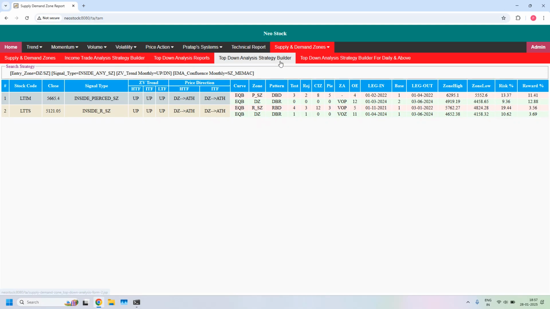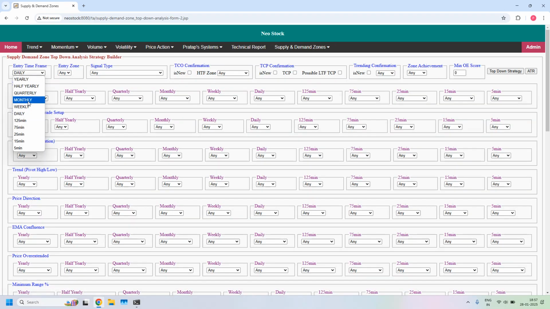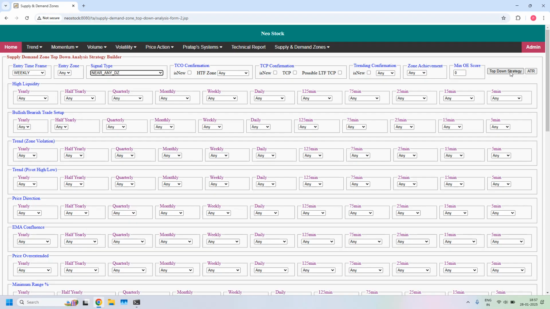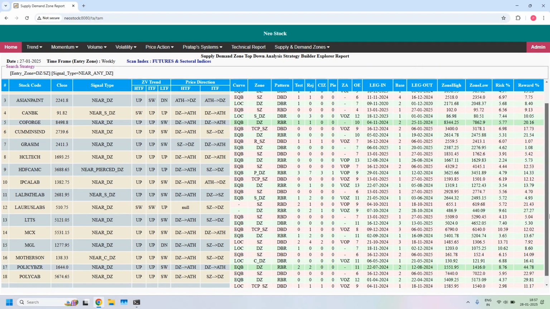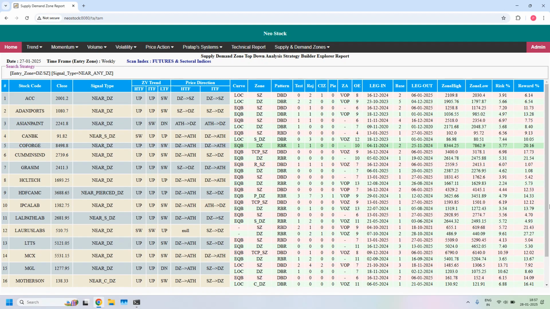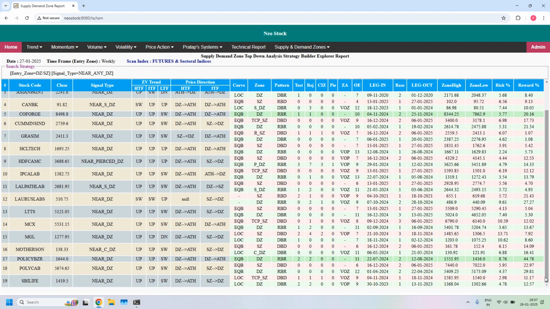Okay, next time frame is weekly. Stocks near weekly demand zone. Total we got 19 stocks. So first 16 stocks in the list. I am scrolling the list down. So total 19 stocks are filtered near to the weekly demand zone.